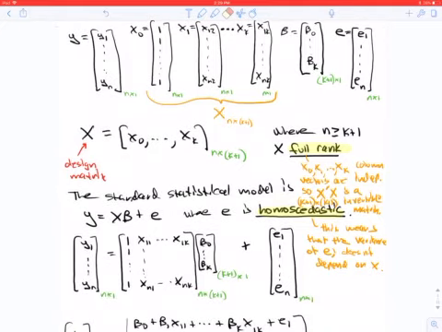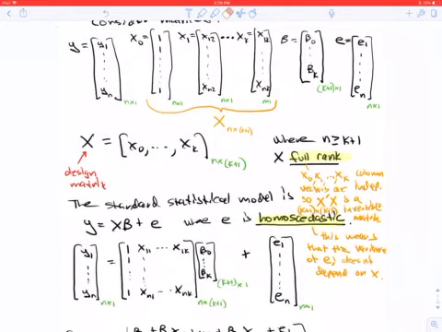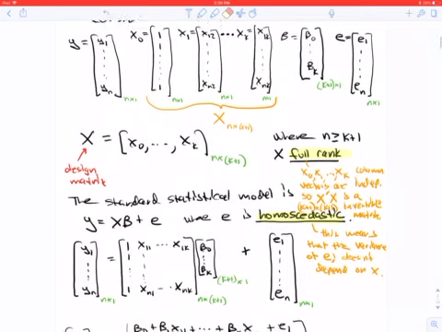So let's call X our design matrix. X is an n by k plus 1 matrix with column vectors x0 out to xk, where n is greater than or equal to k plus 1. We're going to assume that X has full rank, which means that these column vectors are all independent, and it allows us to invert X transpose X. I write X transpose as X with a tick mark.